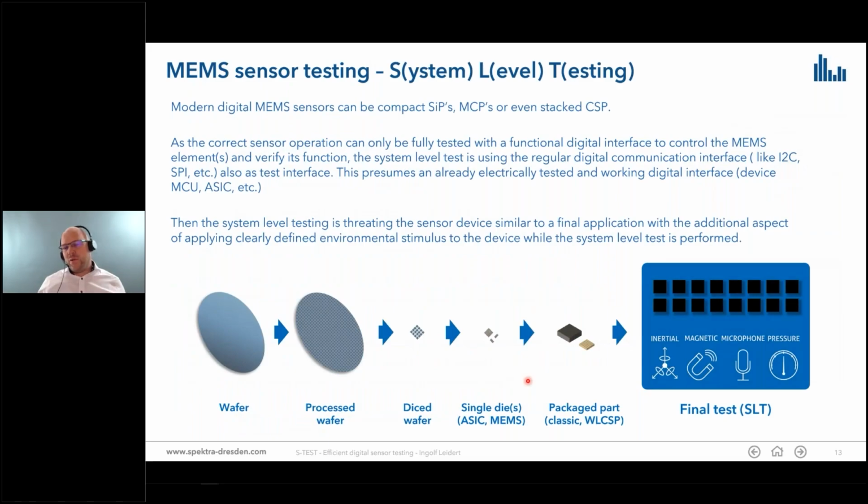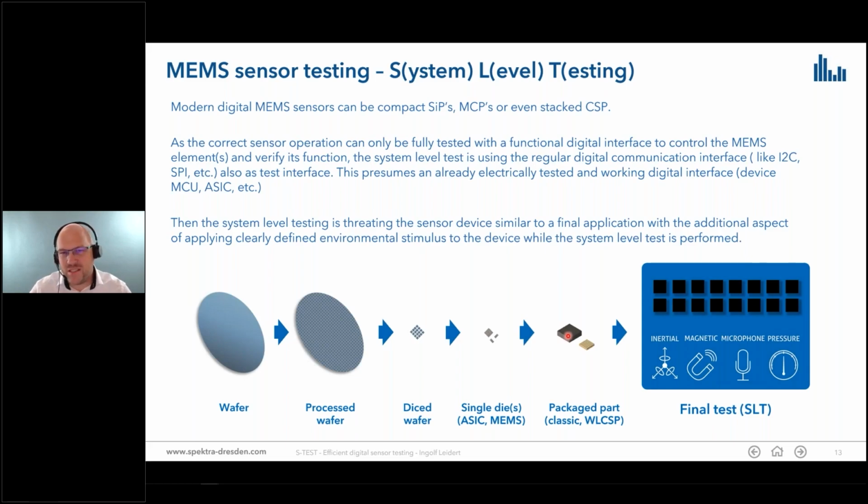Okay, when we talk about testing, I need to give a little bit of knowledge about what we call system level testing. If you're not in the MEMS sensor manufacturing business, then you might not know MEMS sensors are these days packed with several dies. So it's no longer a single sensor element, it's really a complex system in these sensors. And as sensors become more and more capable in terms of machine learning algorithms, these sensor packages that are still very small contain lots of hardware.